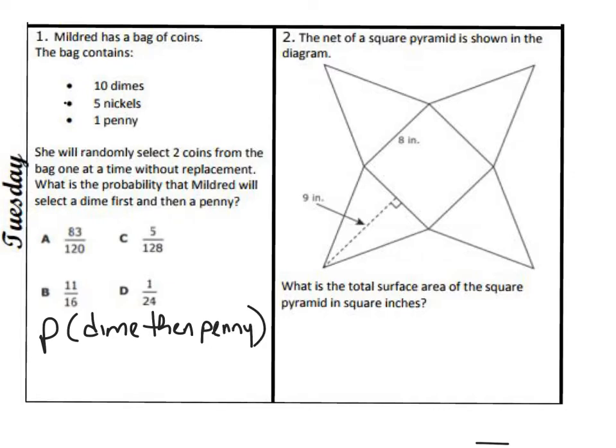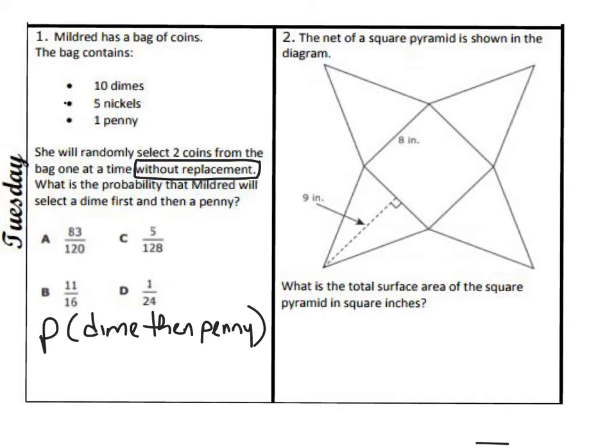Okay, now it does say without replacement, and without replacement, is that independent or dependent? Dependent. So what does dependent mean? No, it depends on another thing. So when they called for without replacing, that means your total will change. So let's go ahead and find the total first.